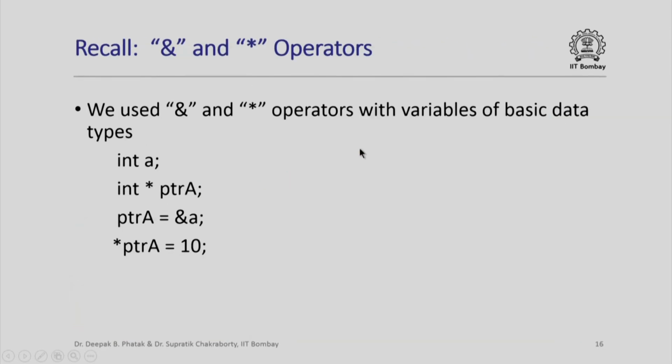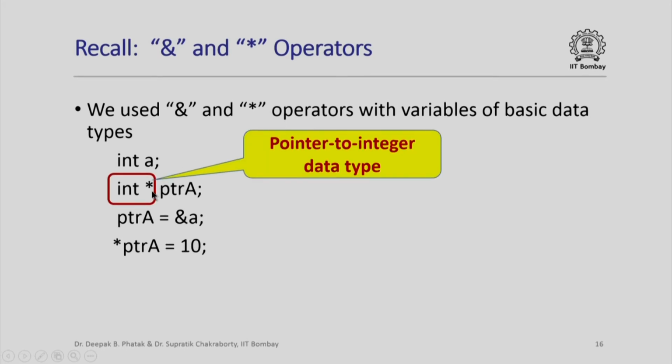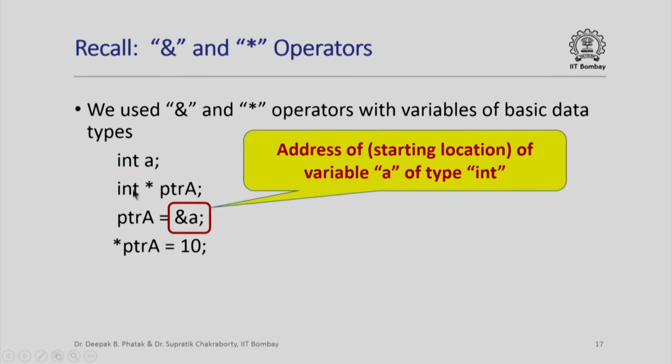Well, now that we know how structures are laid out in memory and what we can and cannot assume about them, let us try to see how we are going to find out addresses of structures in memory and how we are going to use these addresses to access these structures in memory. Now, if you recall, we had the ampersand and star operators which we had used with variables of basic data types. For example, here is a little program fragment and here int star basically refers to a pointer data type, specifically pointer to an integer data type, and in this assignment statement ampersand a is asking the computer to take the address of the starting location of variable a which is of type int.